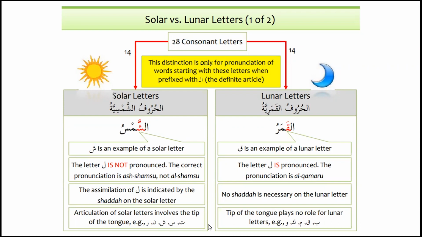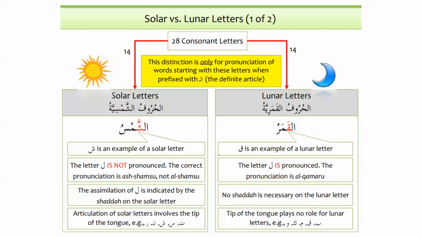In this lesson, we will learn about al-huruf al-qamariyah, lunar letters, and al-huruf al-shamsiyah, solar letters. And why do we say that? As we can see over here, Sheen is an example of the solar letter. So how do we pronounce it?